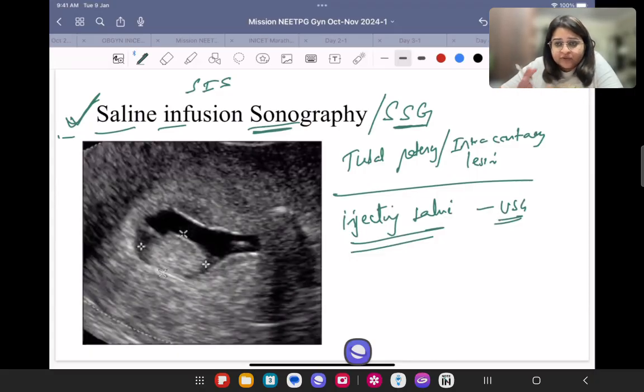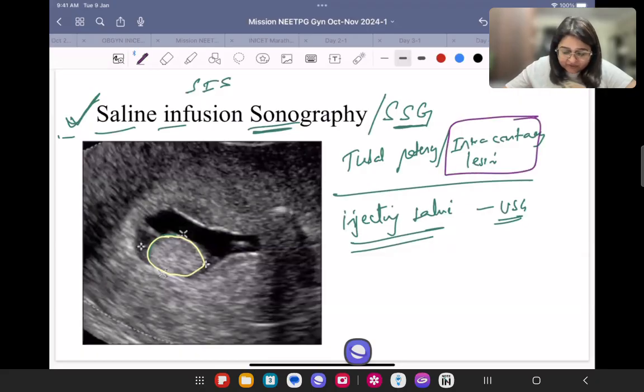Okay, and I told you anything black on ultrasound is fluid. Okay, so you can see it's delineated the cavity, and you can see a nice submucosal lesion or a filling defect inside the intrauterine cavity. So you're able to see intracavitary lesions like a submucosal fibroid, like an endometrial polyp. These will nicely be seen.